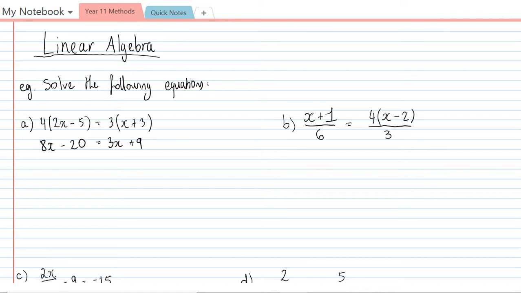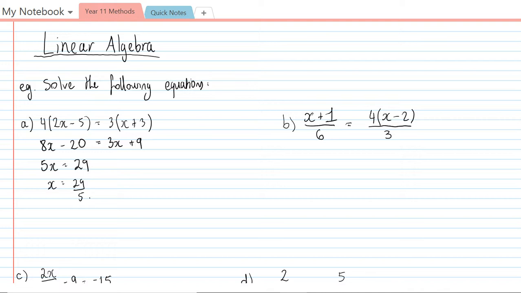So I'm going to take away 3x on both sides, so 5x. I'm also going to add 20 on both sides, equals 29, and then divide everything by 5 to get x equals 29 on 5. And there we have it. We should just leave it in that exact form. No need to take it any further.